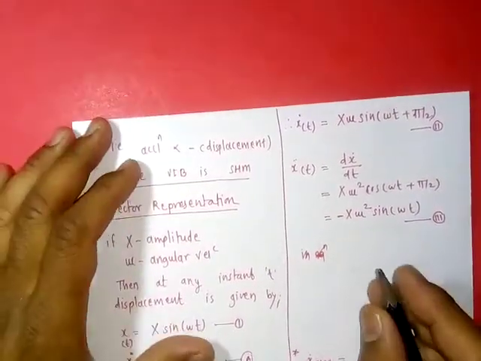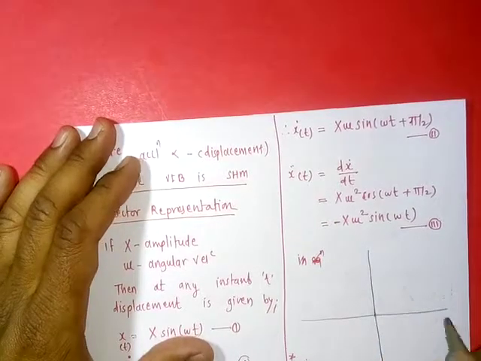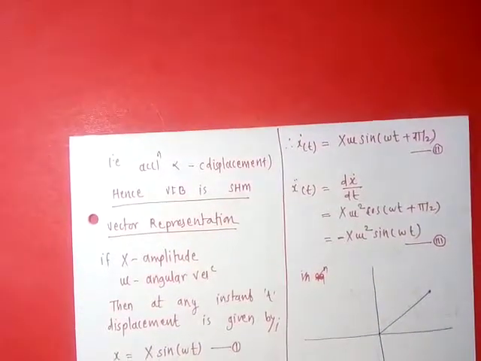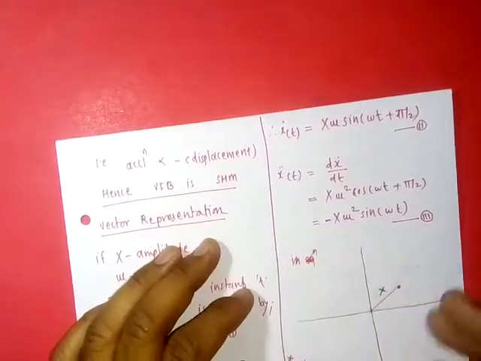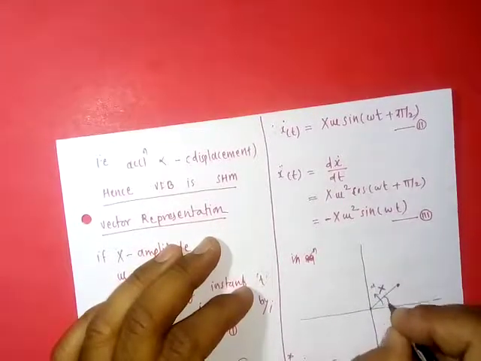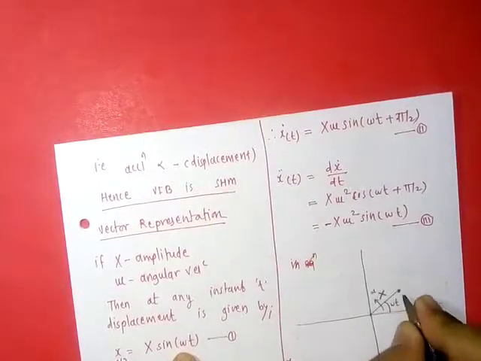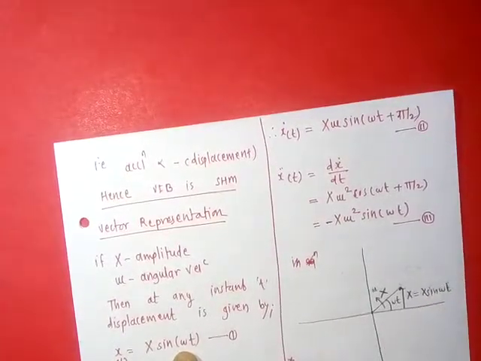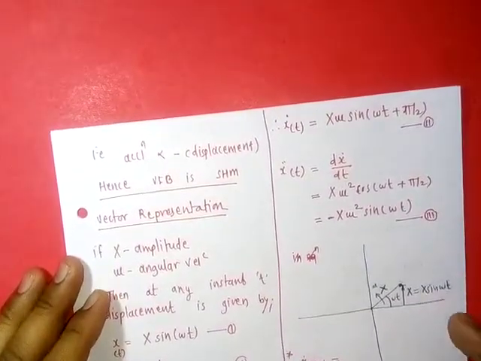Now to represent this on a vector plot, let's consider two axes. This is the origin. Now the amplitude of displacement is x. Let's take this as the amplitude; this length represents amplitude x. Now the vector is moving with angular velocity omega. Then at an instant t, the angular displacement will be omega t. Now we want to represent x sine omega t. Sine is nothing but the opposite side, so this height is x sine omega t. That is nothing but the displacement vector in vibration. This vertical height is the displacement vector.